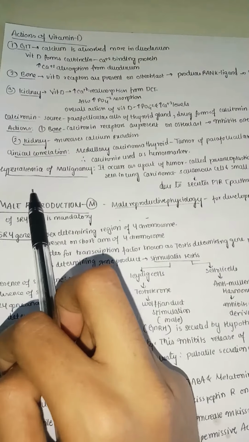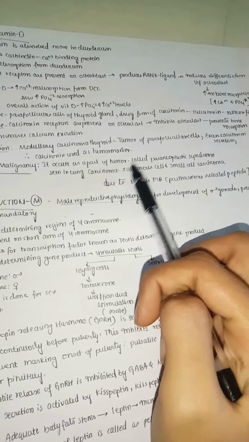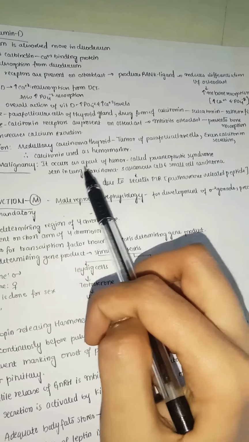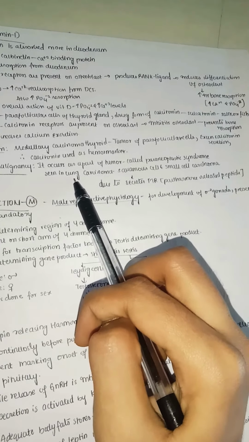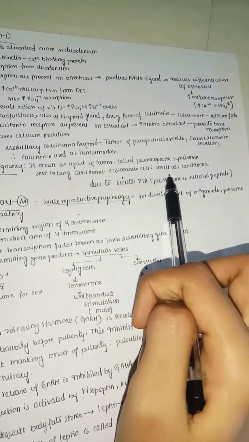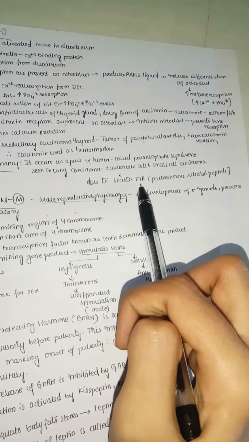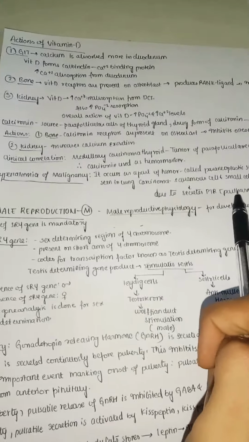And hypercalcemia of malignancy occurs as a part of a tumor called paraneoplastic syndrome and is seen in lung carcinoma, especially squamous cell carcinoma of the lung, and small cell carcinoma, mainly due to secretion of PTHrP, that is, parathyroid hormone related peptide.